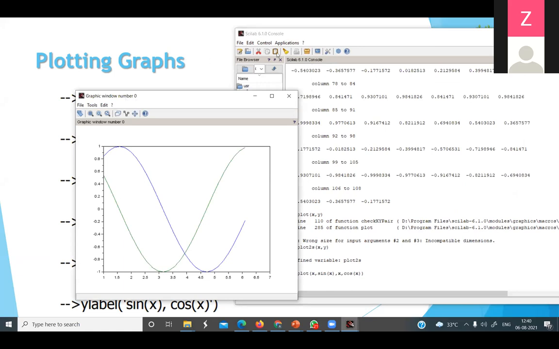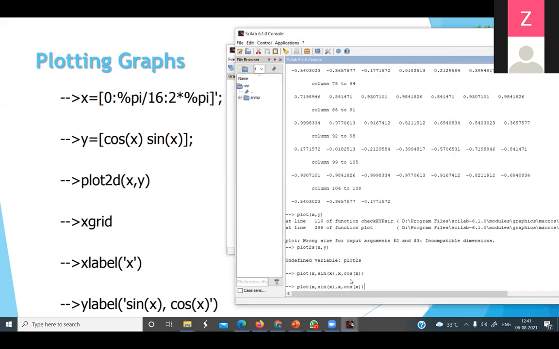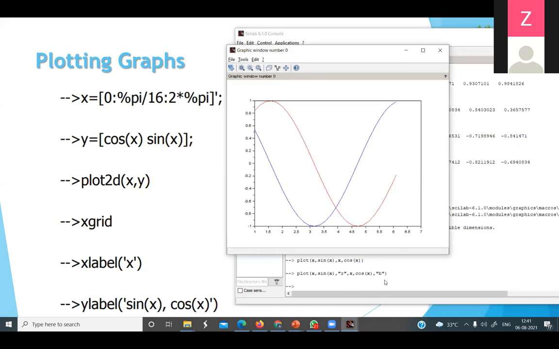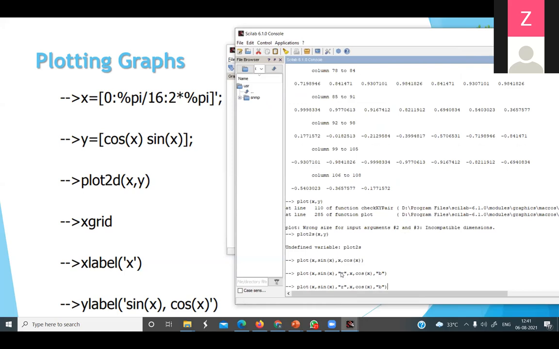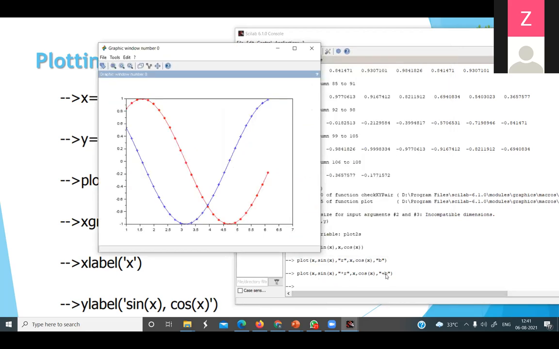So both the graphs are drawn. I can also define the color option, that what color is to be given to which graph. It can be done. Red and blue, it's already there. The kind of labels I want to use here. So in case of sine x, I'm using star. In case of cos x, I'm using plus signs.